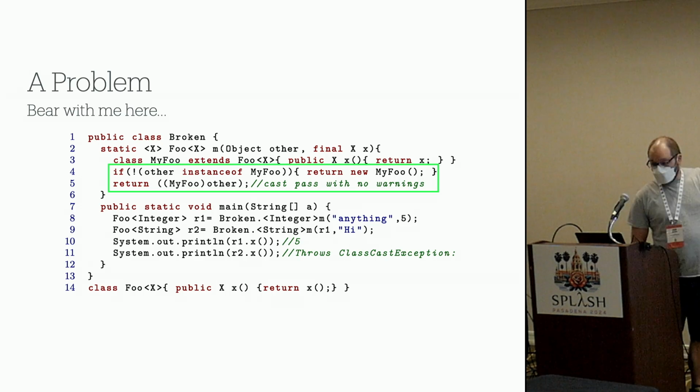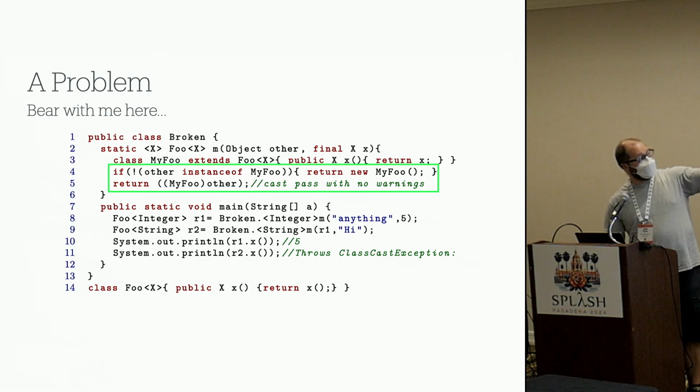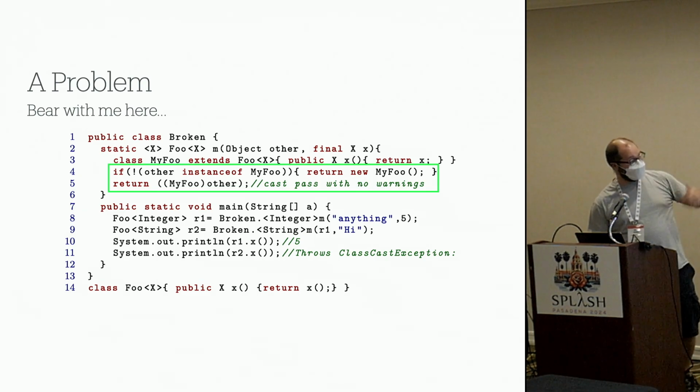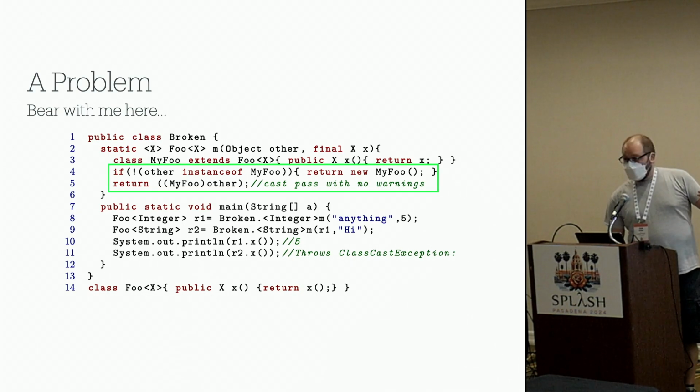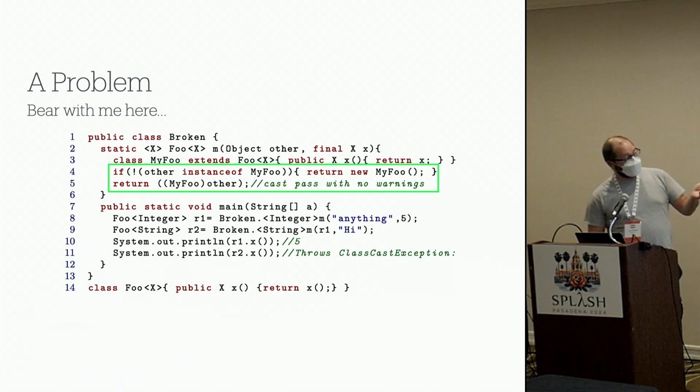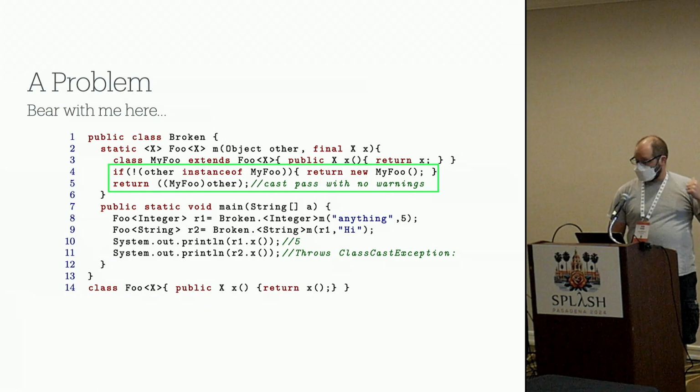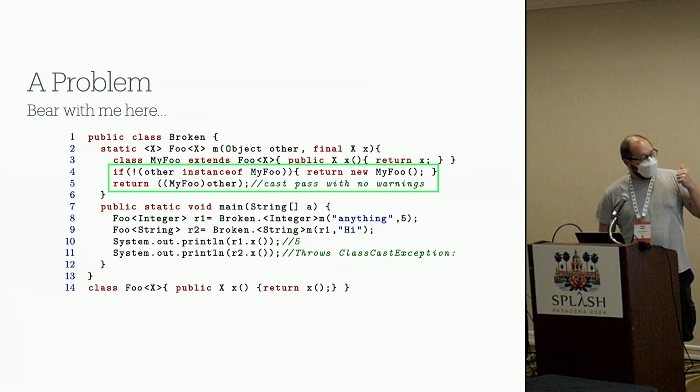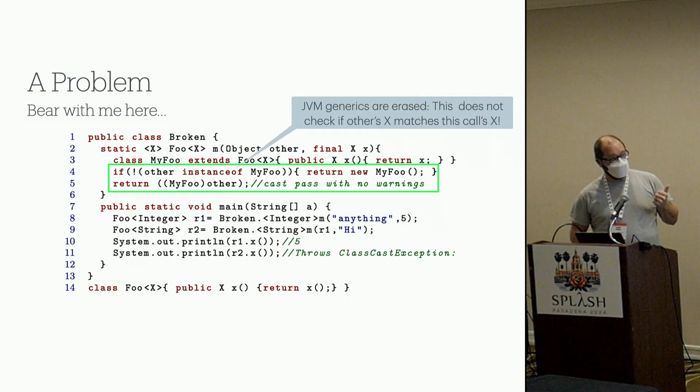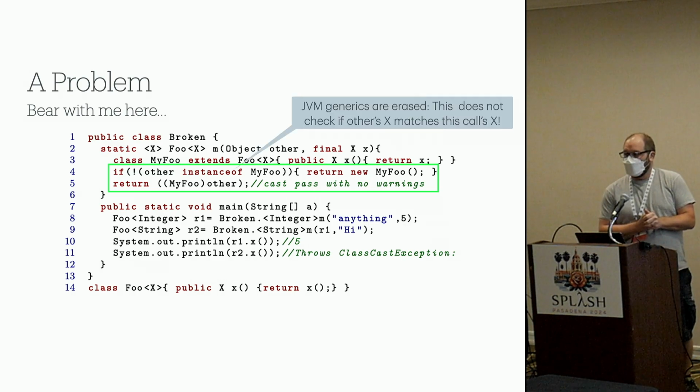If we call this later and we do pass in a myFoo, well, the instance of check will pass. It will be a myFoo. And then we cast it to a myFoo, which should work because we just checked that it is a myFoo and we return that. The problem is JVM generics are erased.